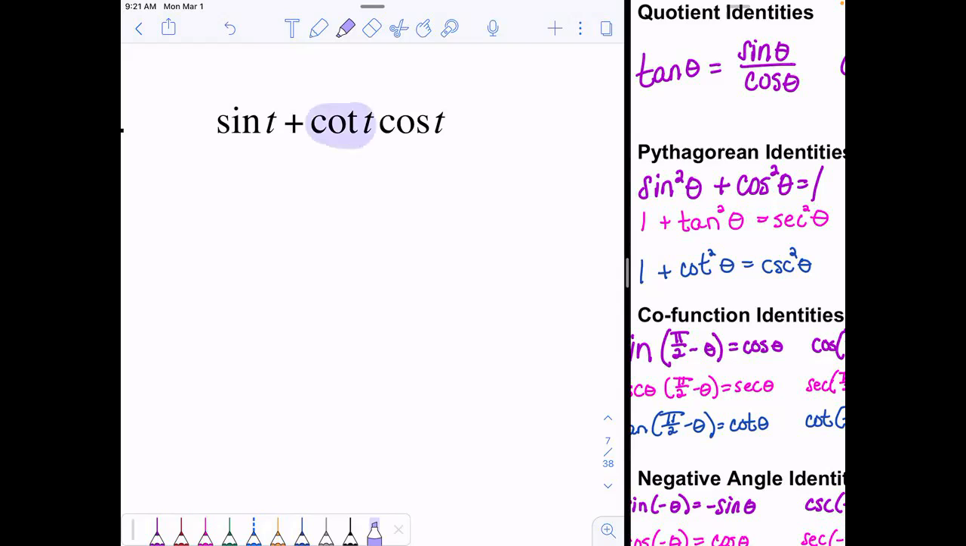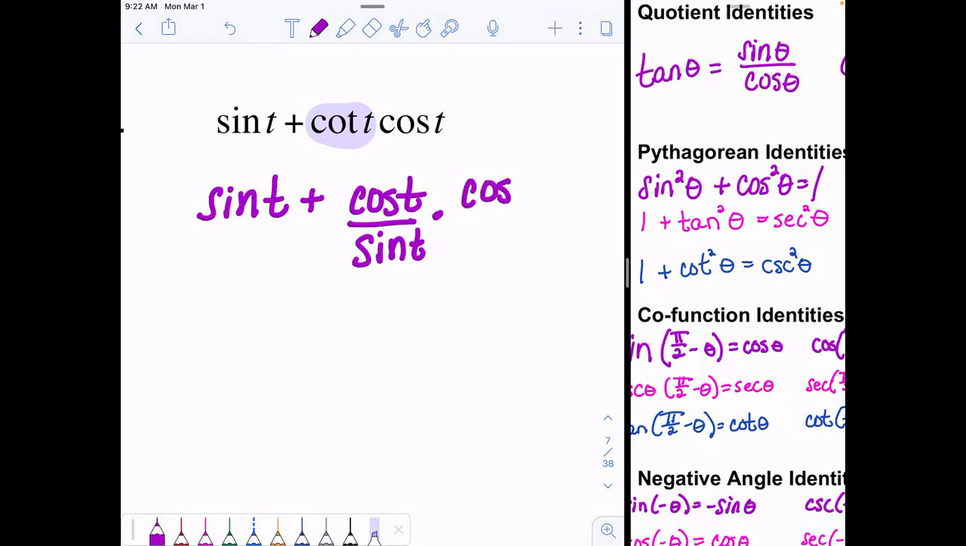Yeah, that's probably a really good idea. Let's rewrite the cotangent, because I have a sine and I have a cosine, and I can change cotangent to also have those terms in it. So we have sine. Cotangent becomes cosine over sine. And then there's still a cosine right next to it. I'm just going to place that cosine over 1. Notice the angle changed to be a T. You will see various angles being used.